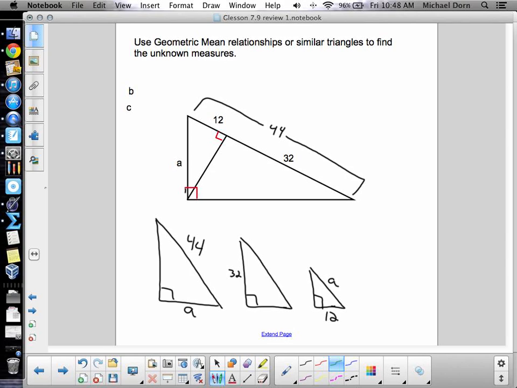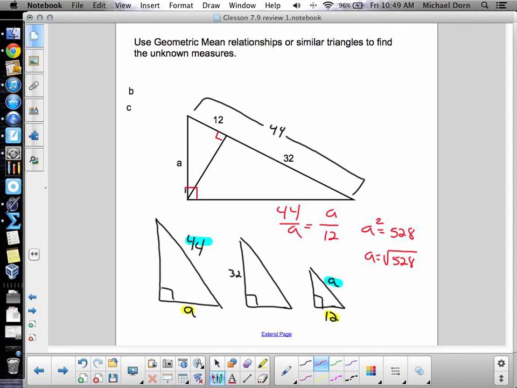Set up our proportion. A little bit tougher. But again, we find the corresponding parts. So 44 over A equals A over 12. This one we're going to get an A squared equals whatever 44 times 12 is. 528. So A is the square root of 528, which is not a perfect square, I don't believe. Nope. Close, but not quite.